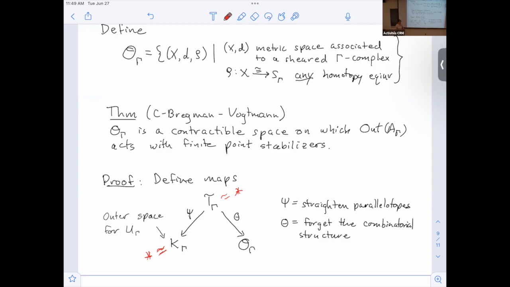All right, well, in this one, what does this map onto in our new outer space? Well, we're just forgetting the parallelotope structure and remembering the metric on X, right? We're forgetting it. But there's all kinds of problems here.